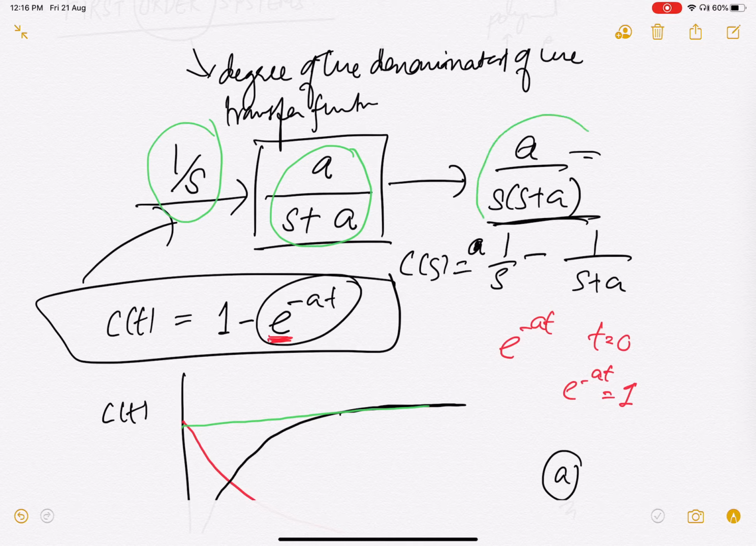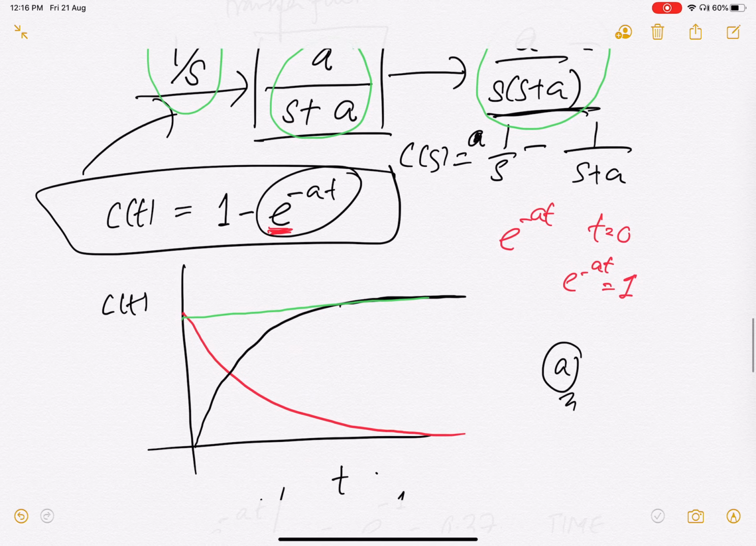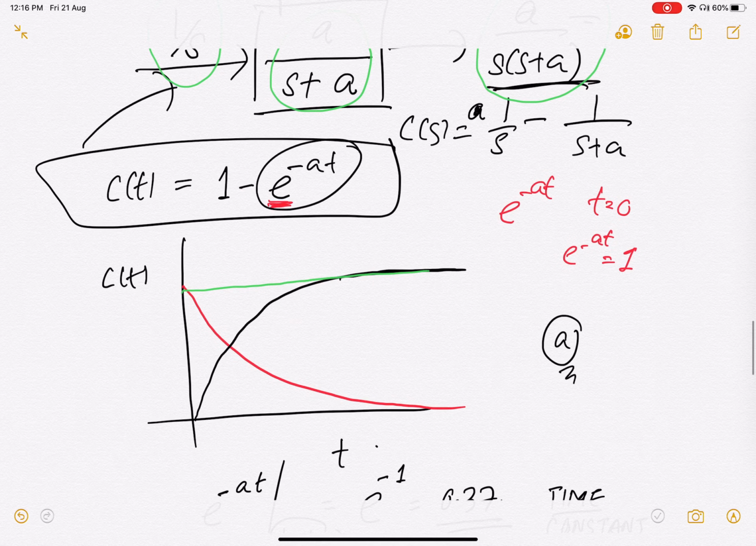We saw the response in the S domain was A divided by S into S plus A, and after taking the inverse Laplace transform, the response came out to be 1 minus e to the power minus at. We broke this response down into two parts. This one in green here is the forced response, and this e to the power minus at in red here is the natural response.